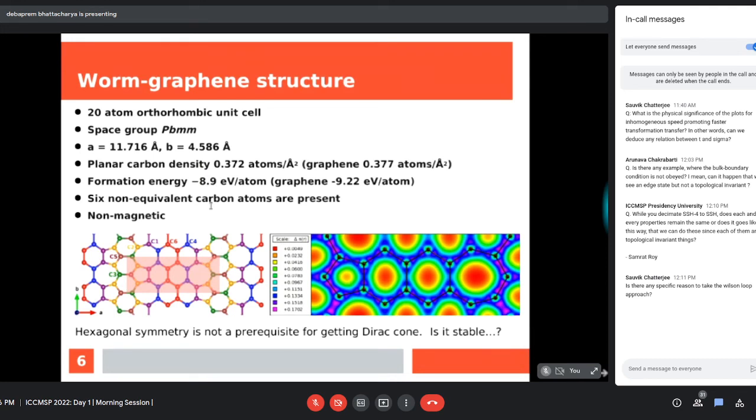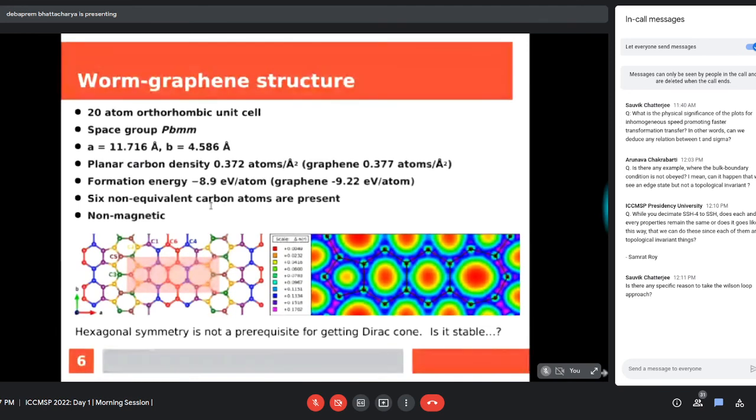This warm graphene structure contains 20 atoms in an orthorhombic unit cell with space group PBMN. Its lattice constants are 11.716 angstrom and 4.586 angstrom. The planar carbon density is 0.372 atoms per angstrom square, whereas that for graphene is 0.377 atoms per angstrom square. This is quite close. Even the formation energy is minus 8.9 electron volt per atom, whereas that for graphene is minus 9.22 electron volt per atom. It has 6 non-equivalent carbon atoms in its structure, and it's a non-magnetic structure.